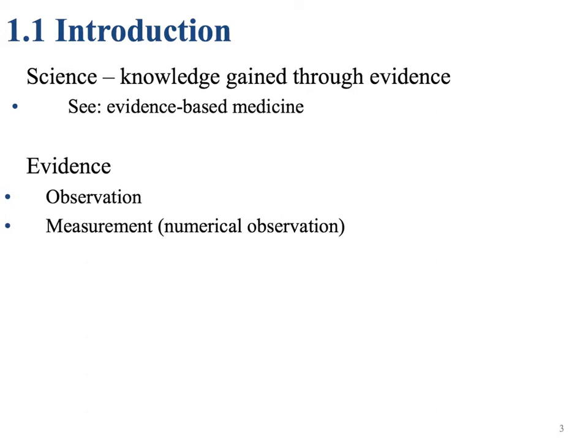So science is knowledge that is gained through evidence. How do we acquire the evidence? By seeing. In order for us to gain evidence, we need to do observation. And the other thing that we need to do is measurements. Every time we do a measurement, this is a numerical observation.